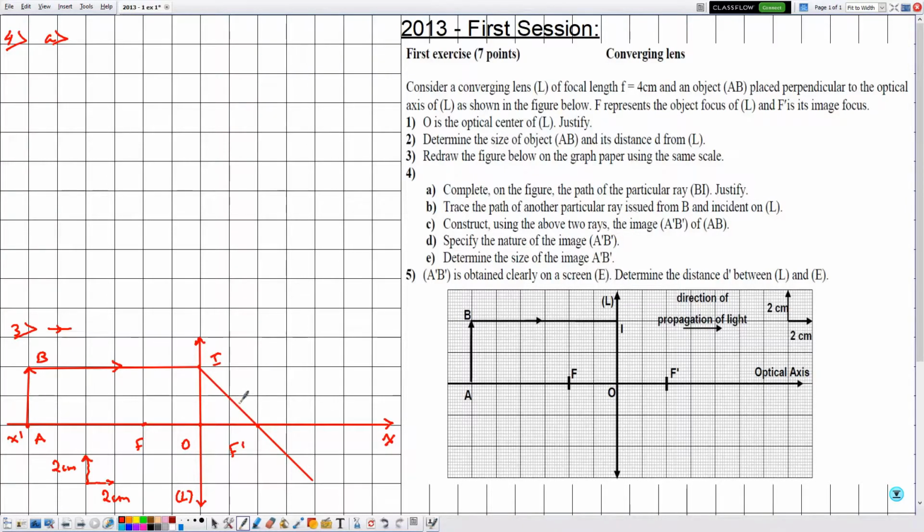And we don't forget arrows on emergent rays that indicate the direction of propagation of light. Now let's do the justification. An incident ray issued from B parallel to the optical axis emerges passing through the image focus.